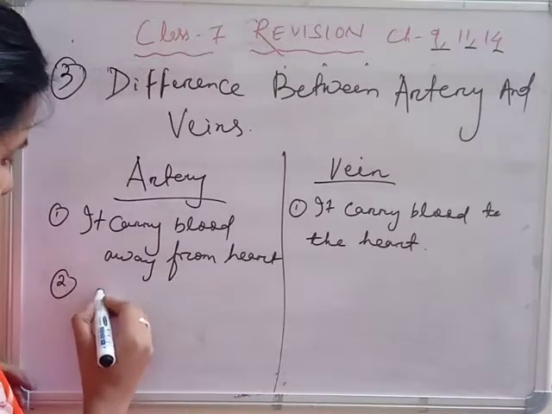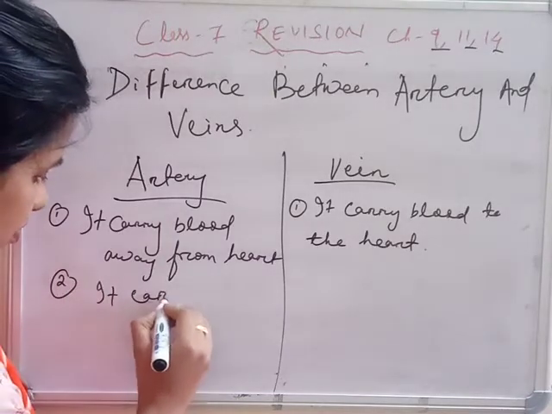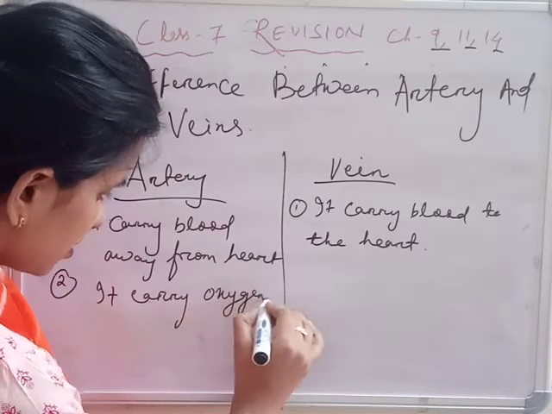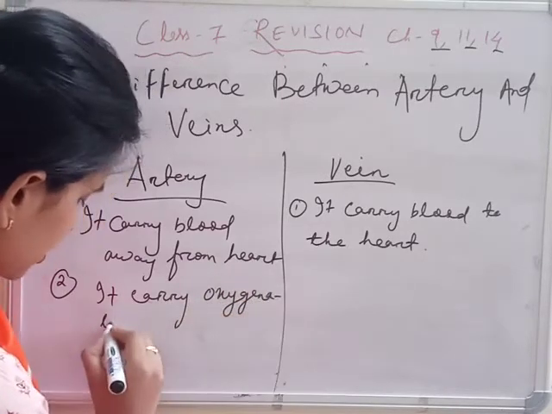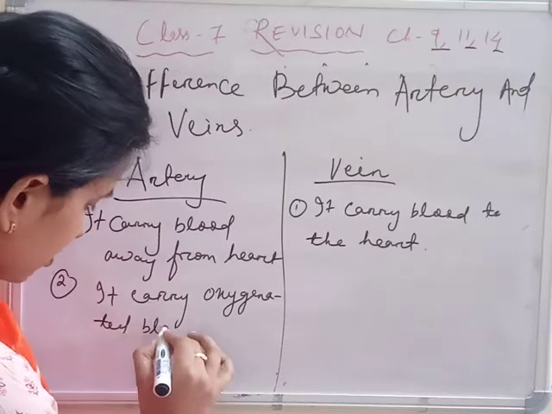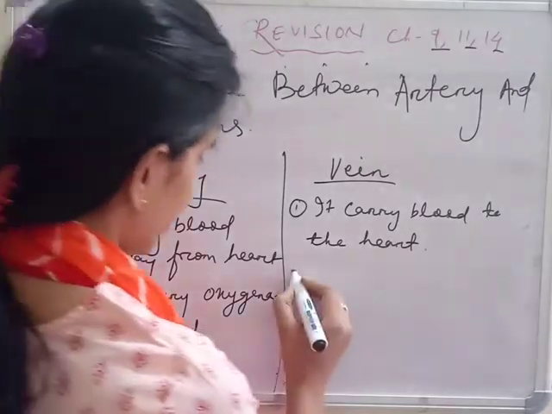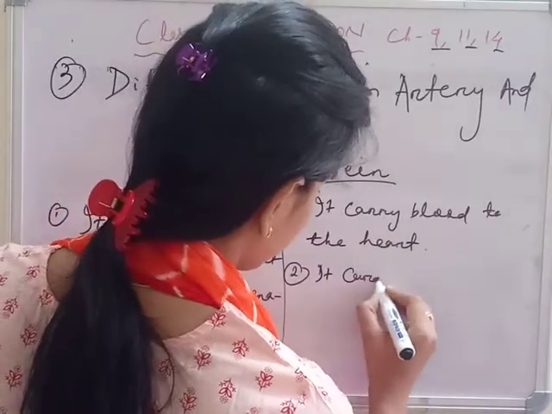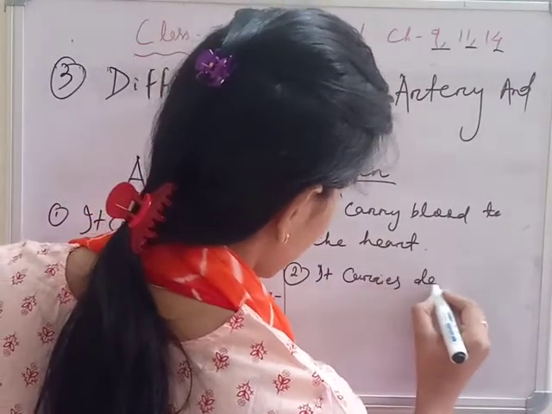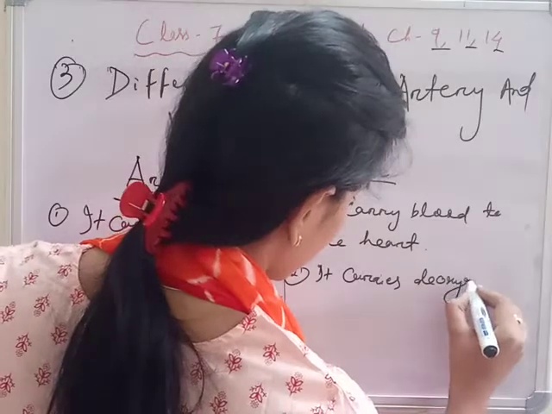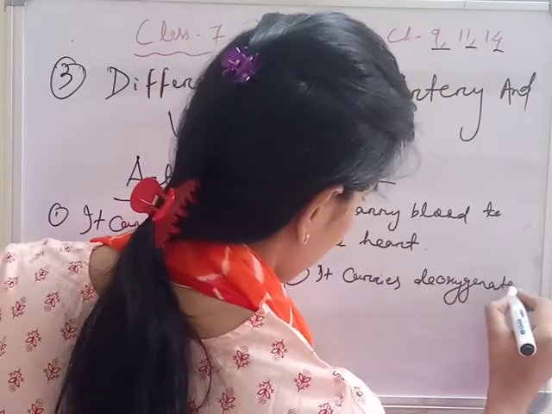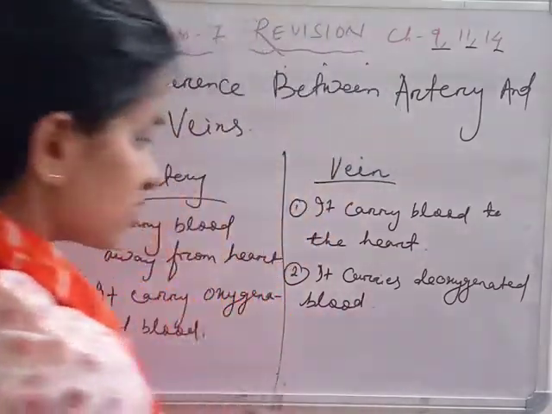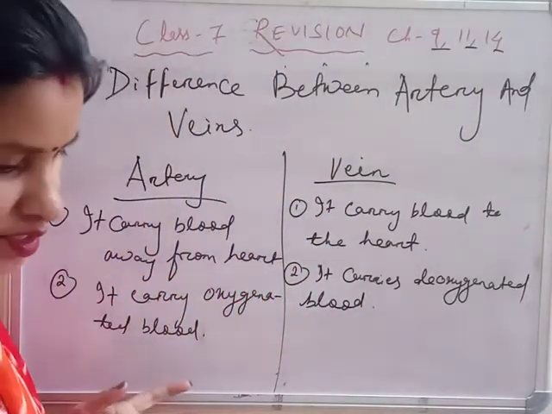Next one is, artery carries oxygenated blood, and vein carries deoxygenated blood. Let's see the third point. What should be the third point of this?